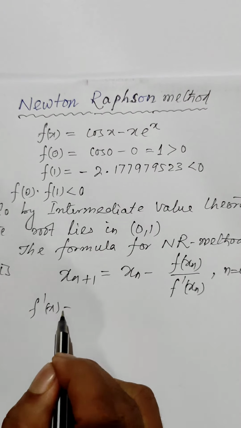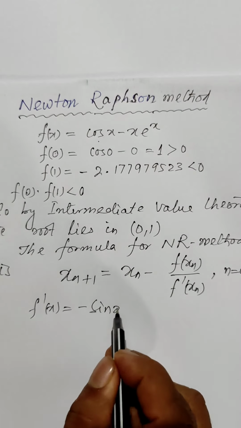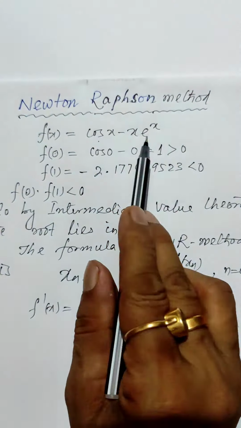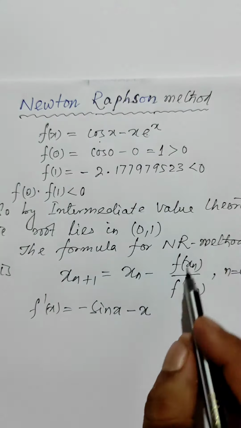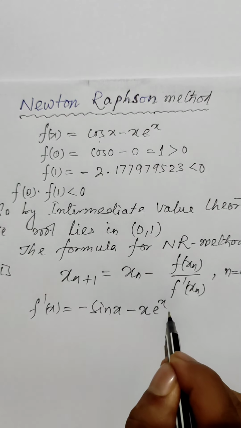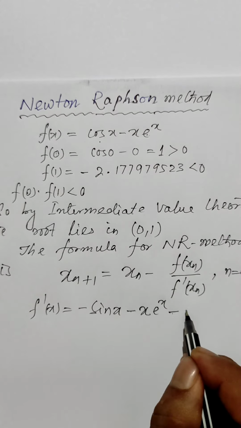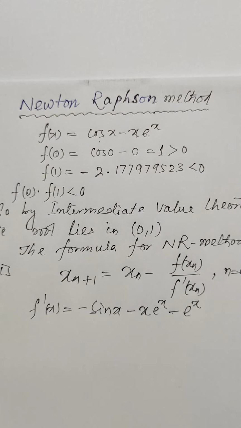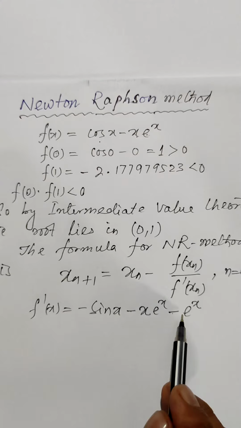Let us see. Derivative of cos x is minus sin x minus, apply the product rule. So x into derivative e to the power x, e to the power x, again minus, because here it is negative sign, so negative, the derivative of x is 1, so simply e to the power x. Clear? So f dash x is equal to this one.